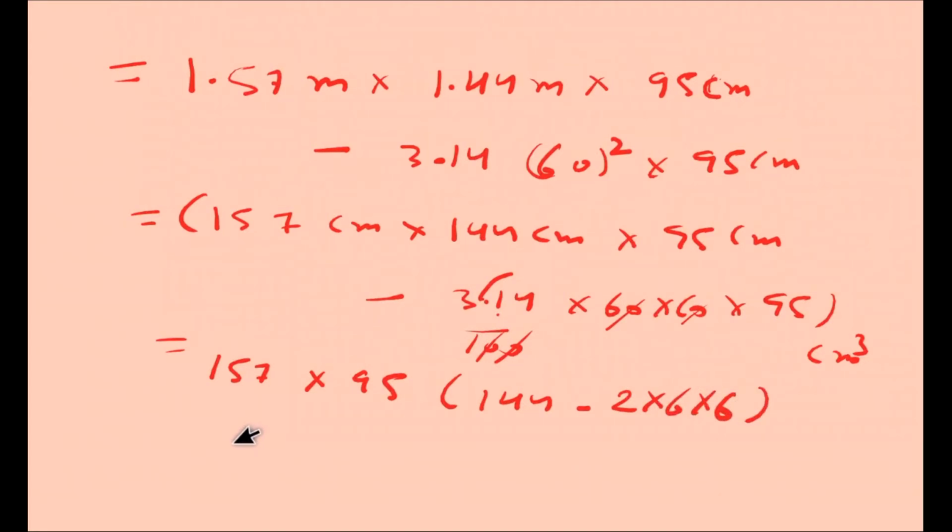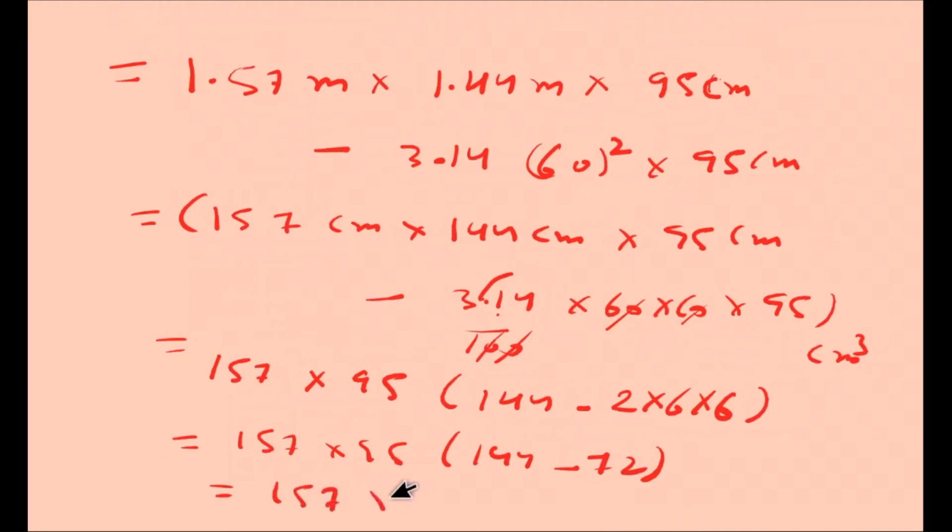So we are left here this way, 157 into 95, and you can solve this: 144 minus 72 equals 157 into 95 into 72. This minus is equal to 72, right? So this is the left water. Now what do we have to find?